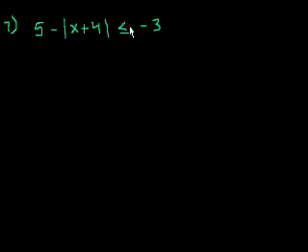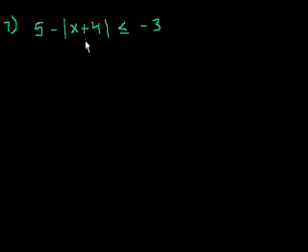They say, what is the solution set for the inequality 5 minus the absolute value of x plus 4 is less than or equal to minus 3? So at first this is really daunting. I can't even do that logic that I did last time because I have that 5 out there. But let's think of it this way. Let's try to simplify it.